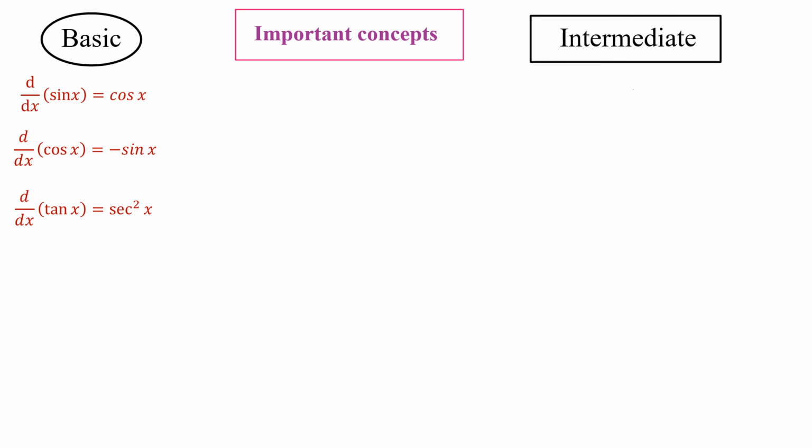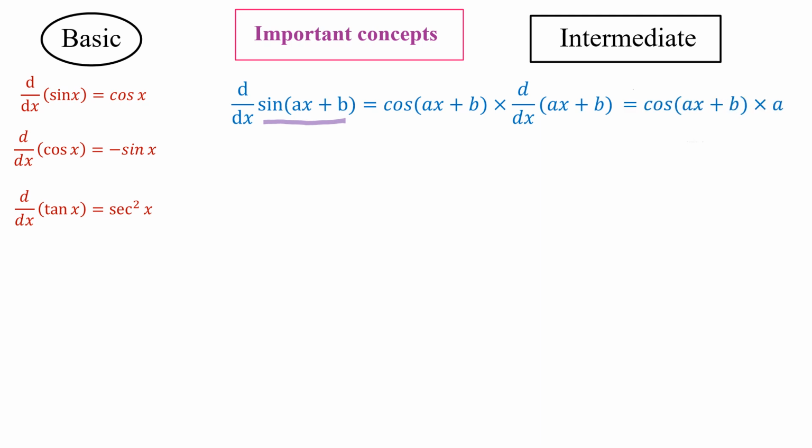Let's look at if you're asked to find the derivative of sine bracket ax plus b. Basically this involves two steps. The first step is just to focus on differentiating sine bracket ax plus b. If you look at the basic concepts given, you differentiate sine x, you get cos x. So you differentiate sine bracket ax plus b, you should get cos bracket ax plus b. However, it does not end there. You still have to differentiate whatever is inside the bracket. So this is what I mean by a two-step process.